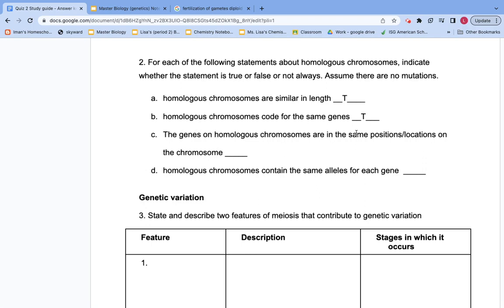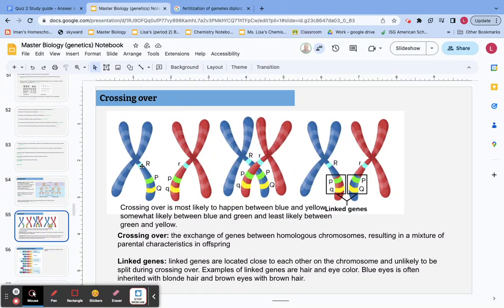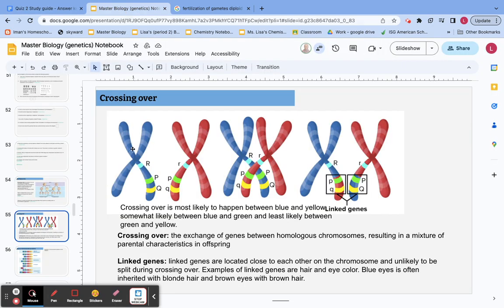Are those genes in the same positions or location on the chromosome? Yes, they are. And that's important for crossing over. When we look at crossing over of homologous chromosomes, my blue gene here is in the same spot on my homologous chromosome. This green gene is on the same spot on my homologous chromosome. But do they have the same alleles for each gene? Not necessarily. They can, if they're homozygous, but not always. So this one has a capital R, and this is a lowercase r allele. They have different alleles.